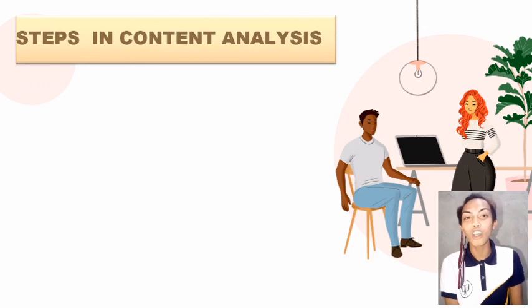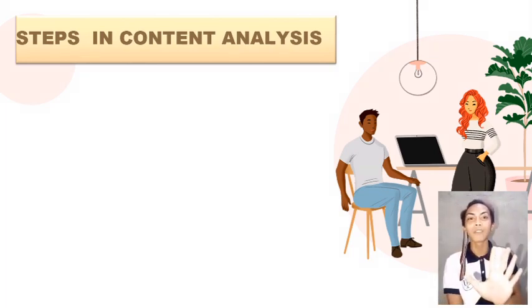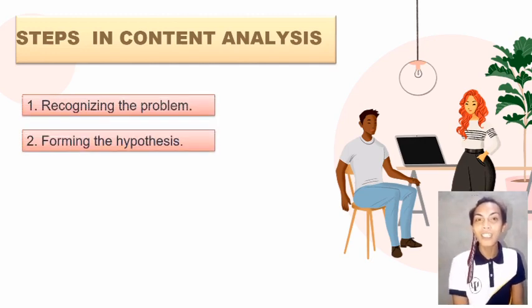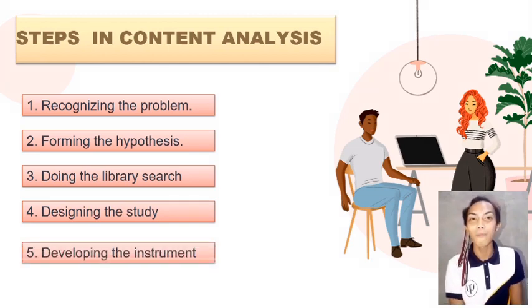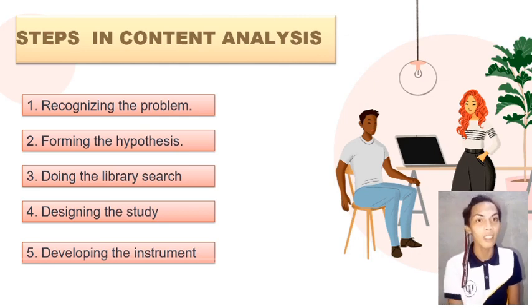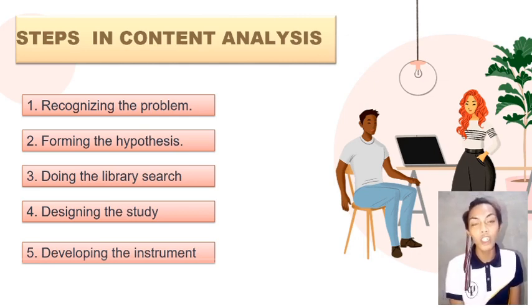So, the steps in content analysis. We have 5 steps. First is recognizing the problem, forming the hypothesis, doing the library search, designing the study, and developing the instrument. In recognizing the problem, it is mainly on the title. In forming the hypothesis, which means you are creating assumption about the certain problem. It is all about assumption.